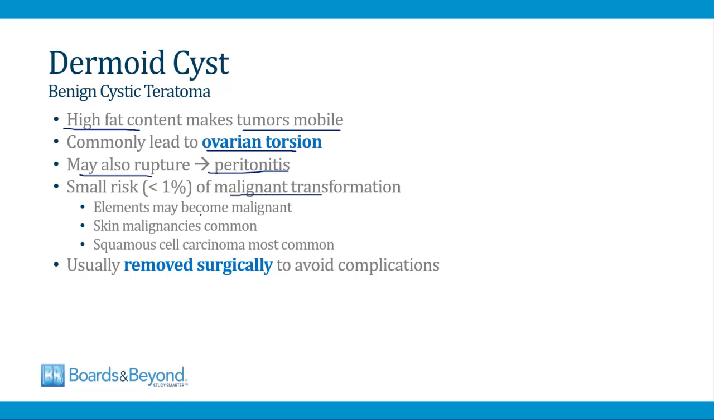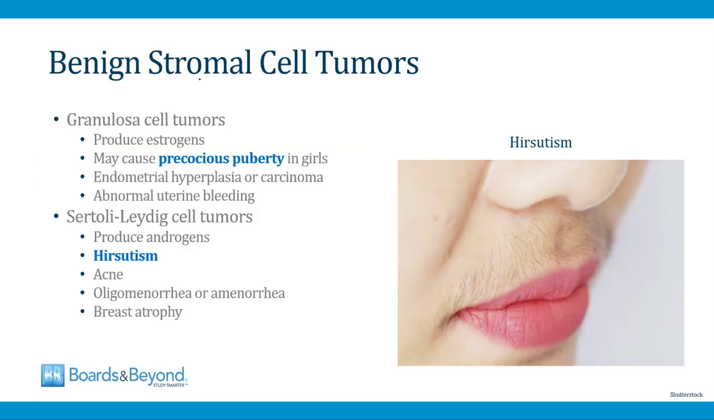Some of the elements can become malignant. For example, the skin elements can turn into a skin malignancy. In many cases, squamous cell carcinoma arises within a dermoid cyst from the skin elements of the cyst. So because of the risk of all these problems, when a dermoid cyst is identified by pelvic ultrasound, even though it's usually a benign mass, it's usually removed surgically so that you can avoid complications.